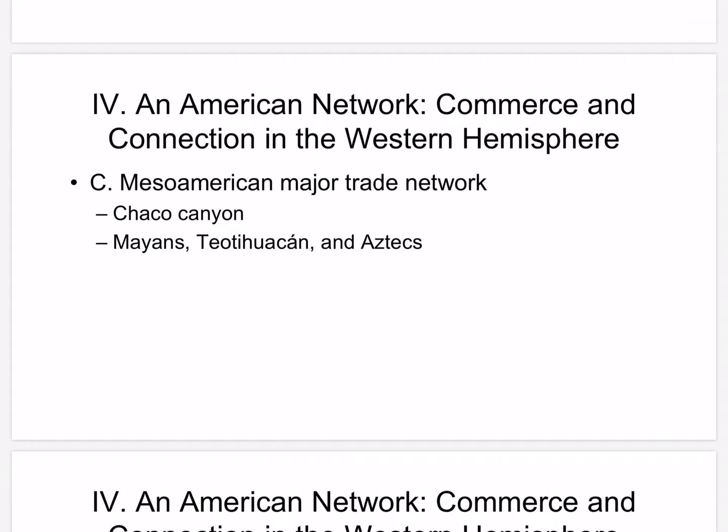A major trade network operated in Mesoamerica. Chaco Canyon culture also interacted with Mesoamerica. The Maya and Teotihuacan traded by land, and the Maya traded by sea on both coasts through dugout canoes. And the Aztecs of the 15th century had professional merchants, the Pochteca.